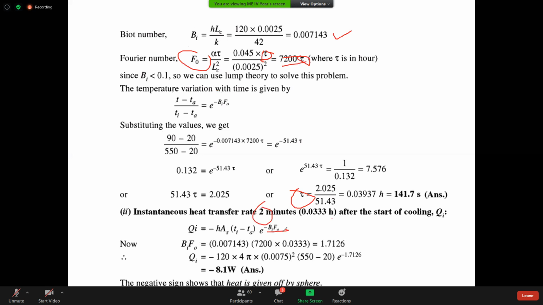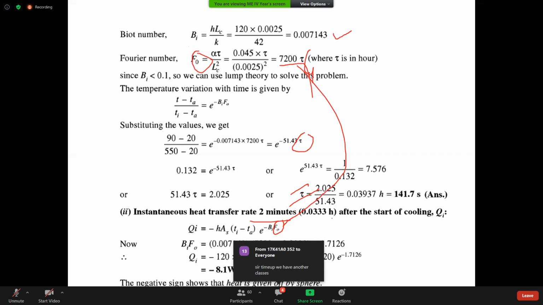Then only I can calculate the Biot number and Fourier number. After 2 minutes, he is asking you to calculate the Fourier number. The Biot number is the same. The Biot number is not a function of time, but the Fourier number is a function of time. This Fourier number will be useful. Because we need to calculate the unknown factor tau, I substituted here. But here also we can calculate this. We can substitute in the same equation, but the tau is not this tau. The question itself says after 2 minutes, 2 into 60, 120. So you need to substitute that. Then we will get another Bi.